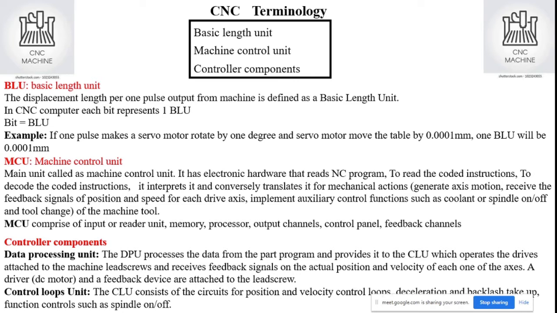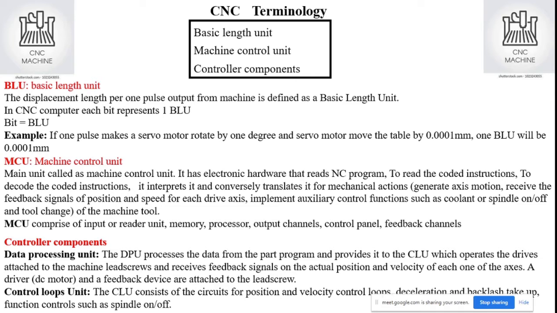After that, the second terminology is the machine control unit. It is one of the main units. The main unit has electronic hardware that reads the NC program. The electronic hardware is required to read the NC program that is available on the punched tape. The punched tape information is also called coded instructions. To decode those coded instructions, we use the machine control unit. How does it work? It interprets them and translates them into mechanical actions.